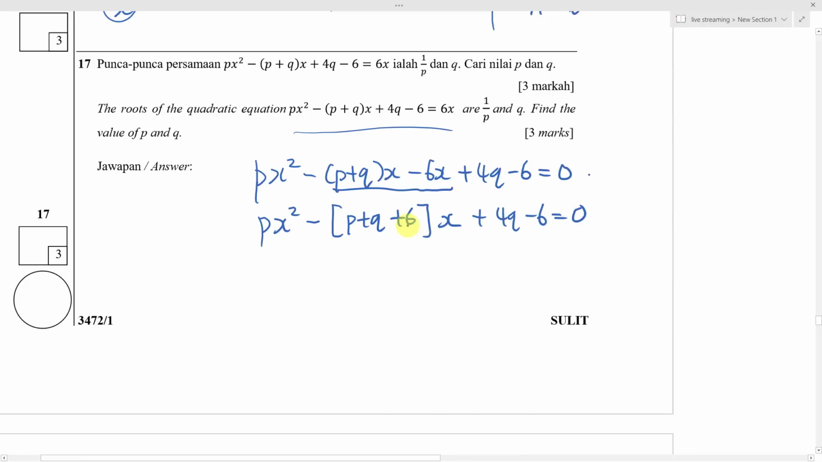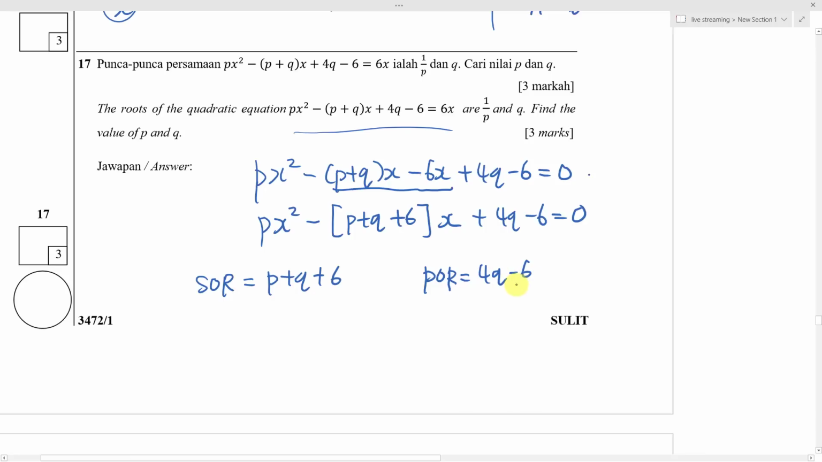You might think, why is it plus 6, why is it not minus 6? Because I actually factorized out the negative from both. You can see both are negative here, right? So I take out the negative, so it becomes plus. Alright, so then sum of roots should equal p plus q plus 6, and product of roots should equal 4q minus 6.